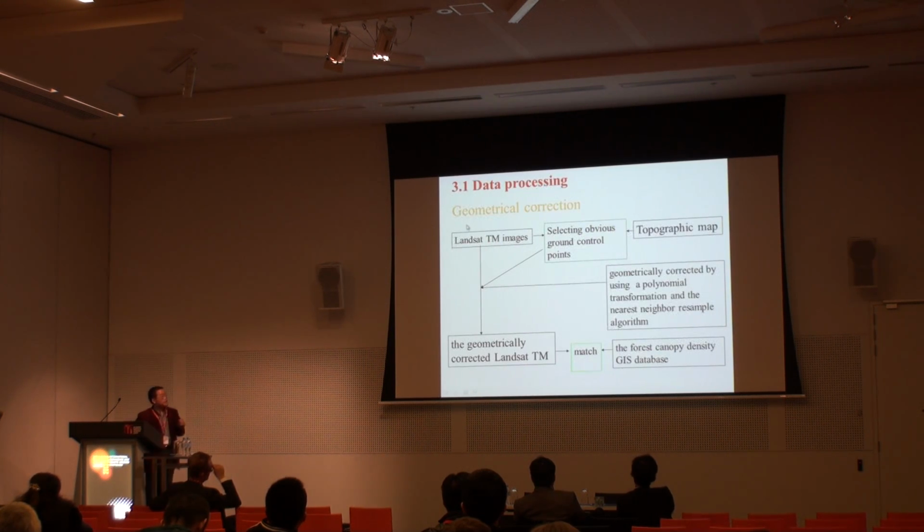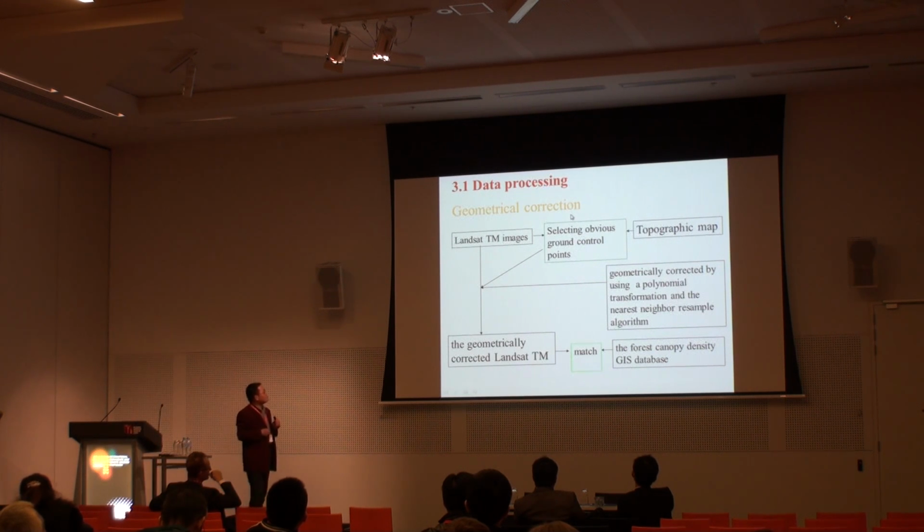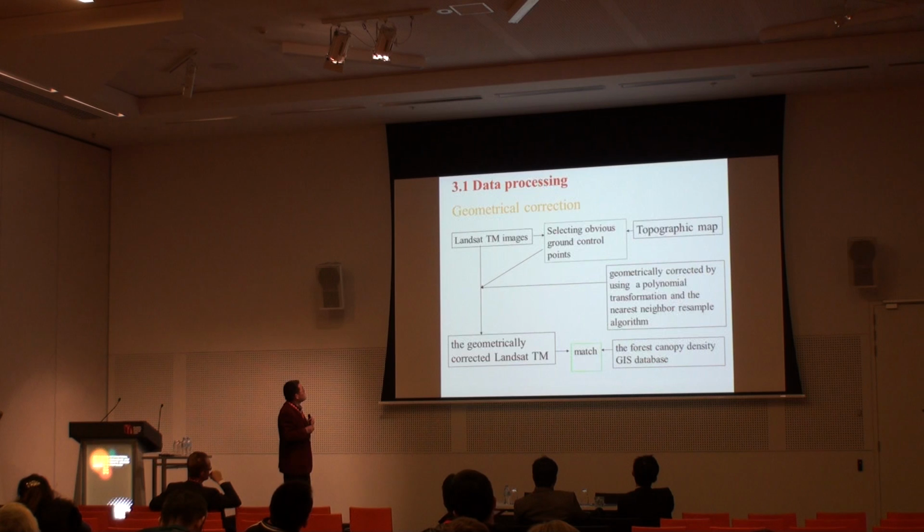Our method included several steps. First is data processing, geometrical correction. Landsat image and the topographic map were used here, selecting obvious ground control points.